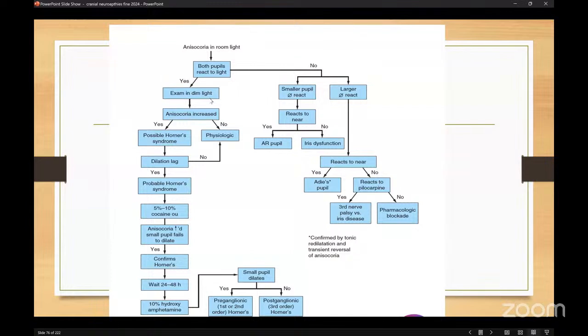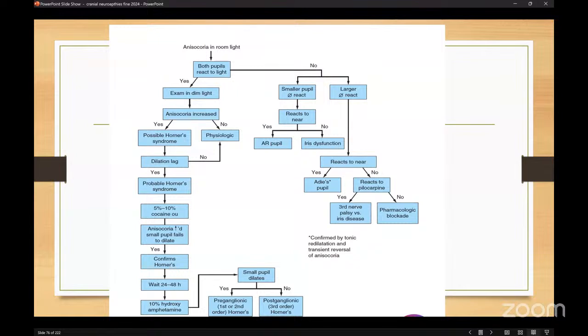So, anisocoria in dim light and anisocoria in bright light. If there is anisocoria, that means in bright light both pupils should constrict. If one pupil remains dilated in bright light, that pupil is affected. It is affected either because of third nerve involvement, because of the ADS pupil, or because of pharmacological blockade.